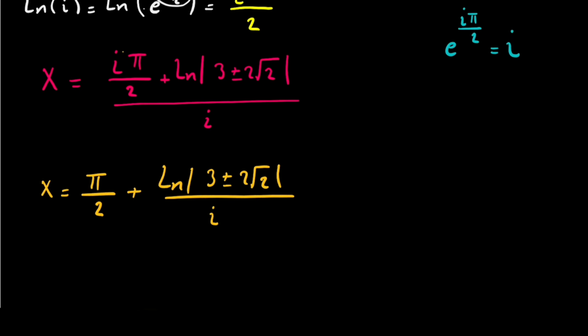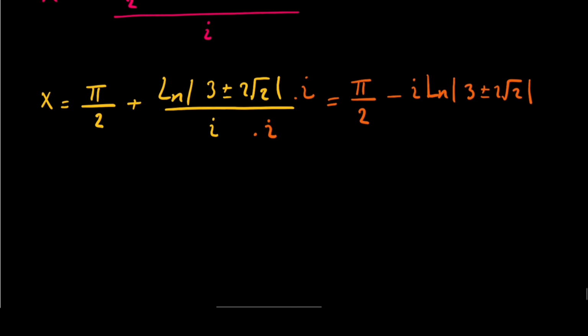And I want to multiply this expression by i, because that will be better, and that will be equal to π divided by 2 plus, or it's better to write minus, right? Because i squared equals minus 1. i times ln absolute value of 3 ± 2 times the square root of 2. And I want to use ± behind the ln.